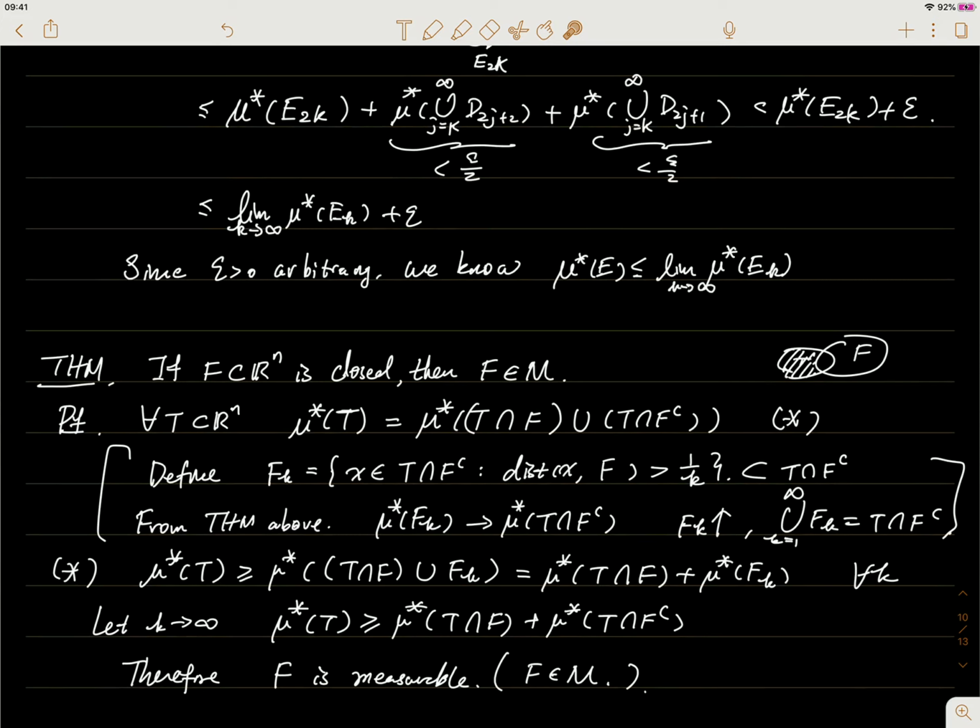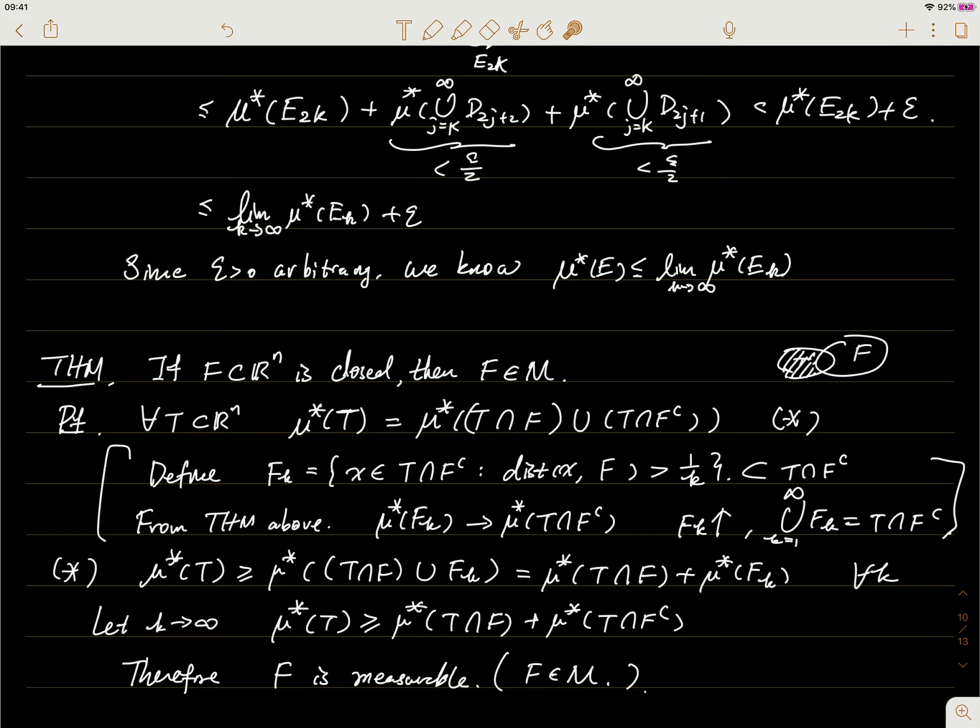So here is a claim. Suppose we have a closed set, then it is measurable. All the closed sets are measurable. So recall that in order to show that F is measurable, we need to use the definition for any test set T. Recall the outer measure mu star of T, and T can be decomposed into two parts.